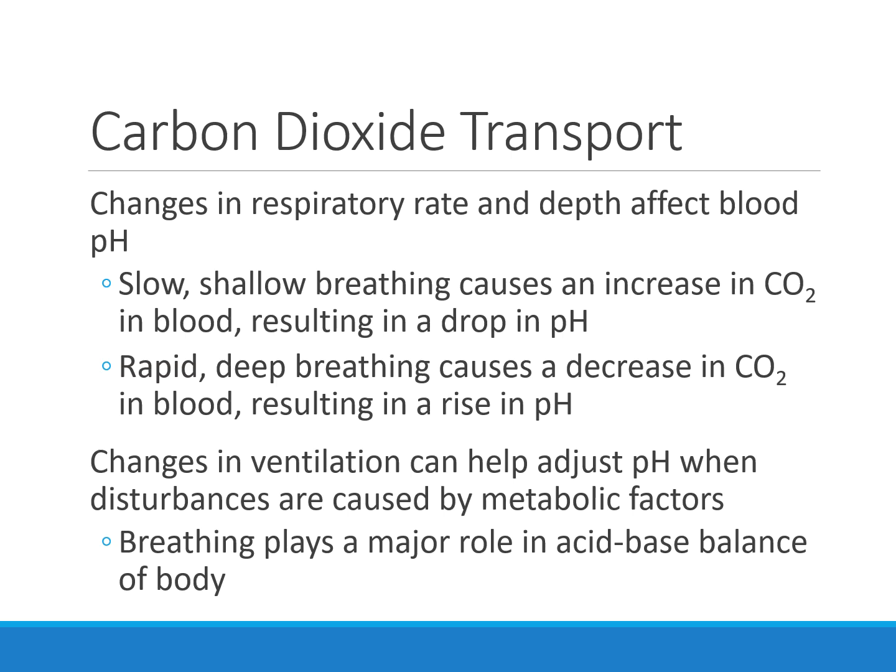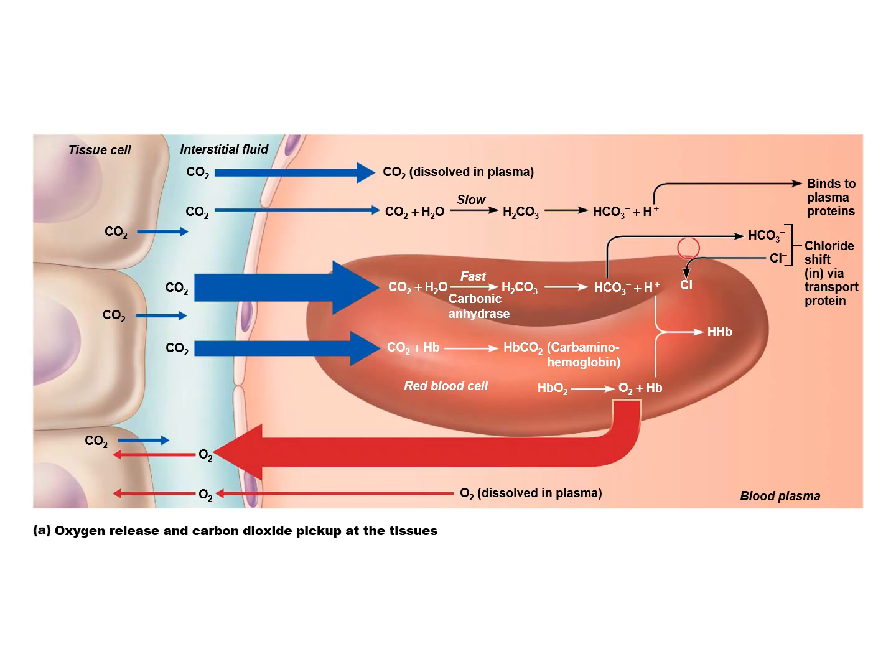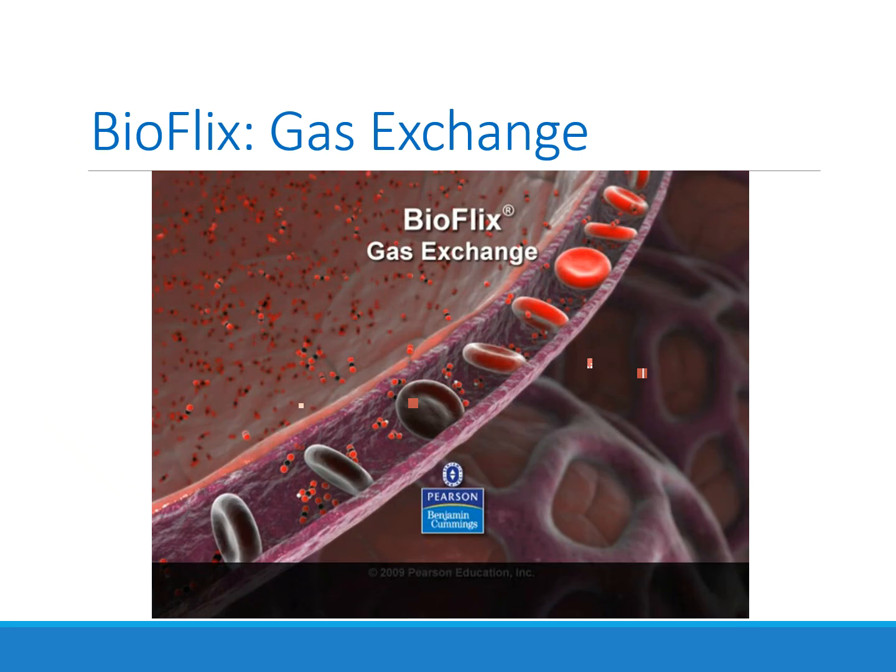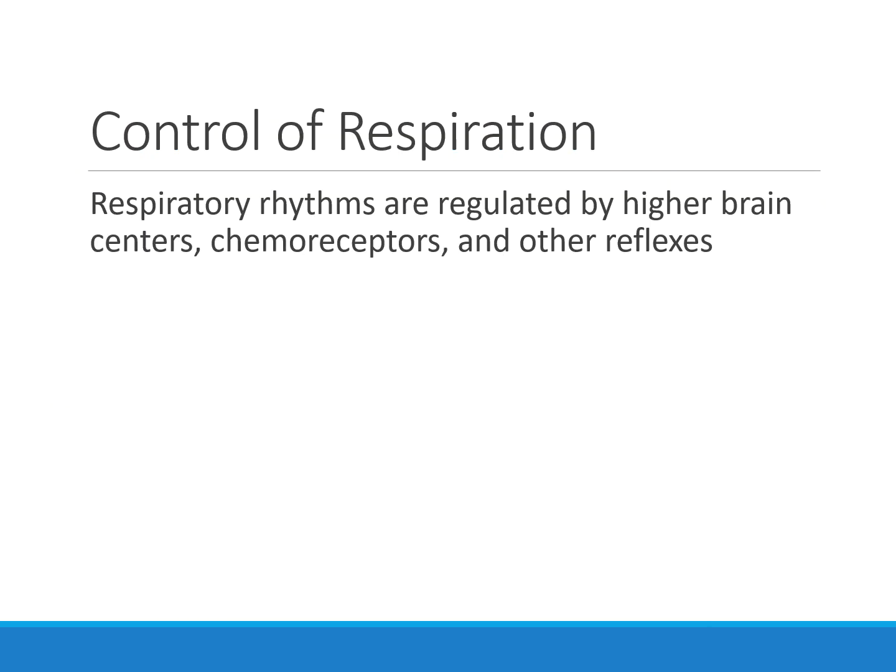So how do we make sure that we don't have too low of a pH in our body? In other words, we're moving towards the acidic end. We breathe or blow off that carbon dioxide by breathing. So there it's showing you oxygen release and carbon dioxide pickup at the tissues. That just flipped by, it's from the BioFlix video that you can watch.